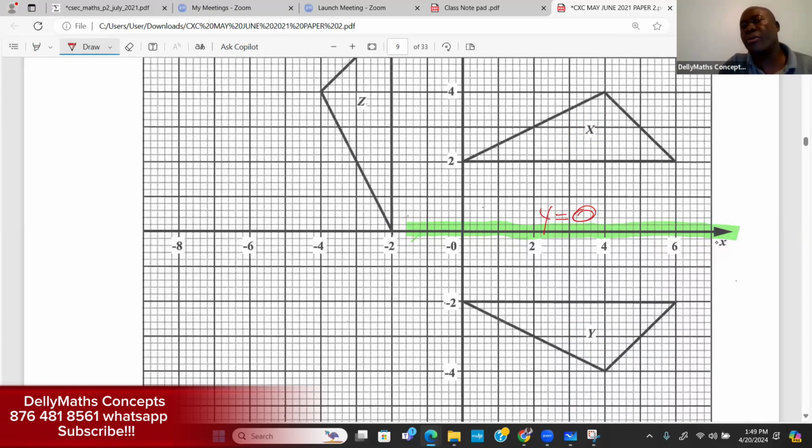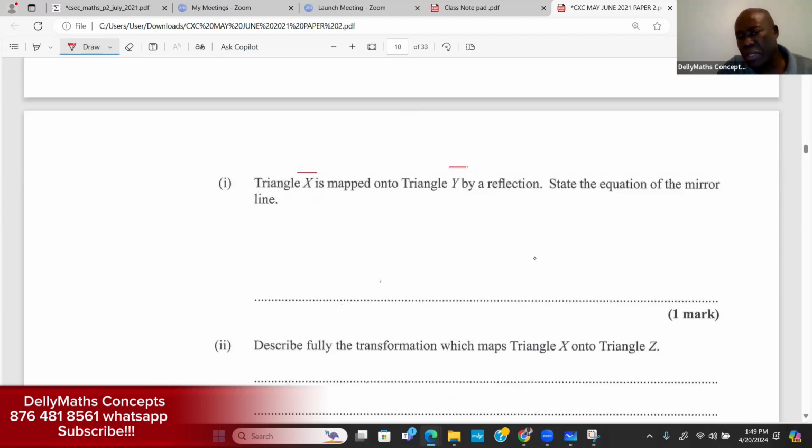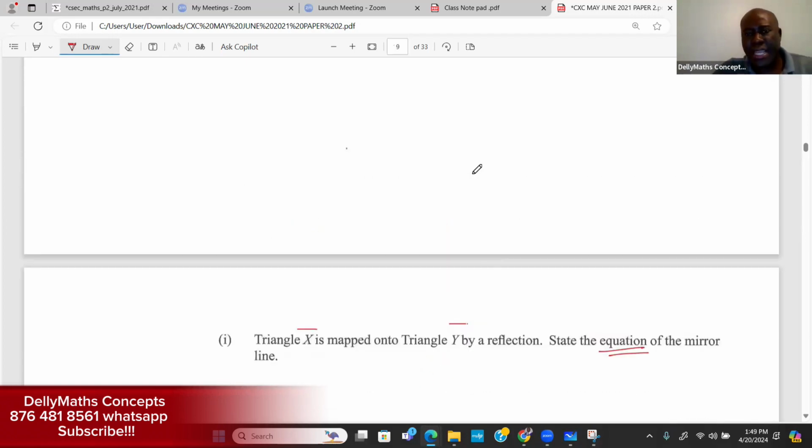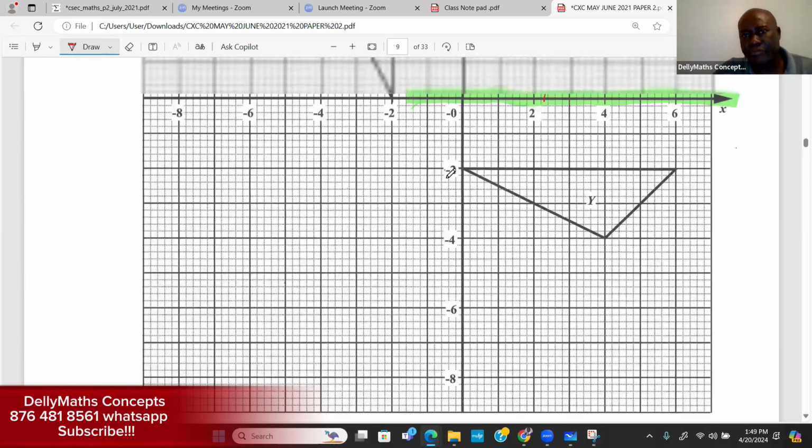And remember, the fact that they said equation, you have to be very careful, right? If you say the x-axis here, you're not going to get it right because they did say an equation. So an equal sign must be between two ideas. So this is where y is equal to 0. That is what we call the x-axis, but in context for your question, state the equation of the mirror line, right? So we're seeing that that is the x-axis right there.